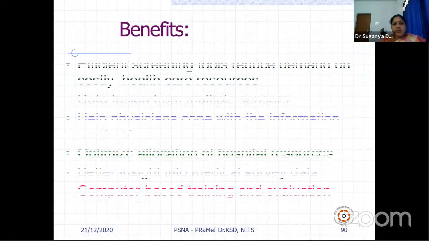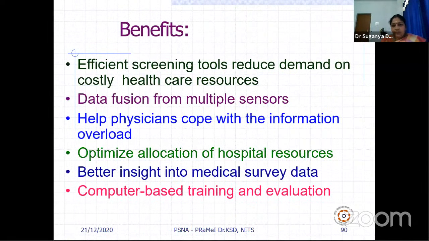These are some of the benefits of AI in medical imaging. Efficient screening tools reduce demand on costly healthcare resources. Data fusion from multiple sensors is also possible. It helps physicians cope with information overload. Optimizing the allocation of hospital resources is another research area, and it gives better insight into medical survey data. Computer-based training and evaluation is the booming thing.